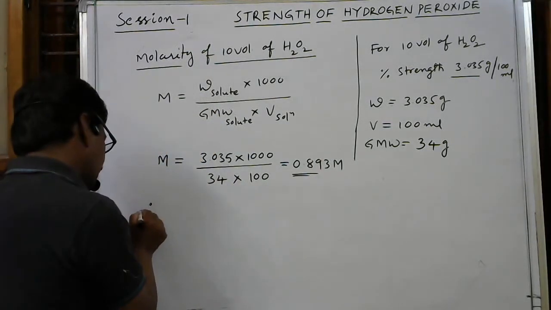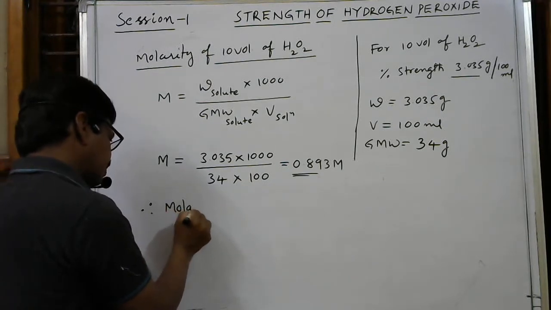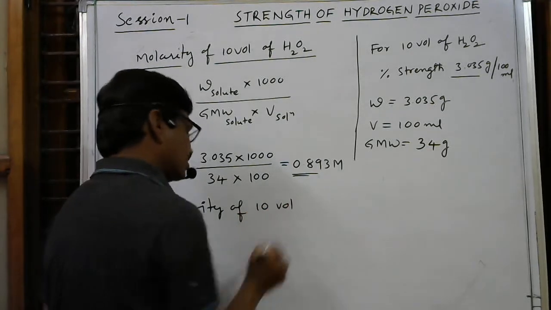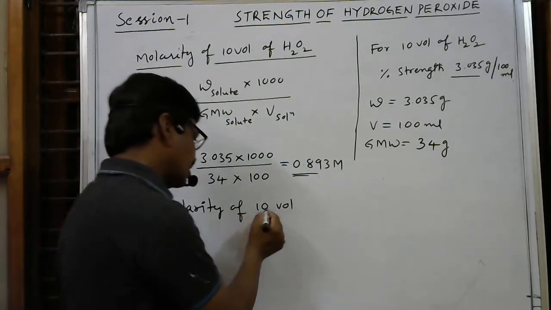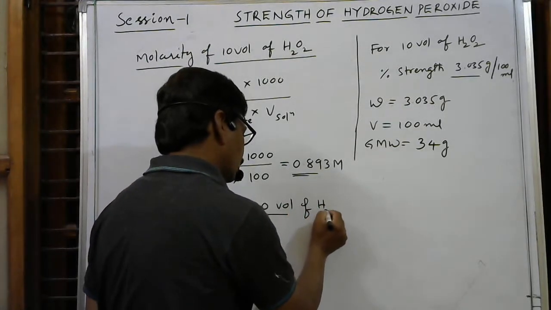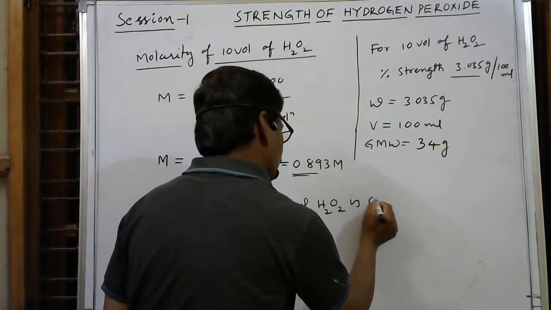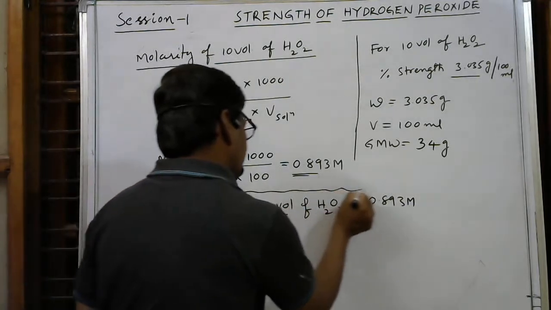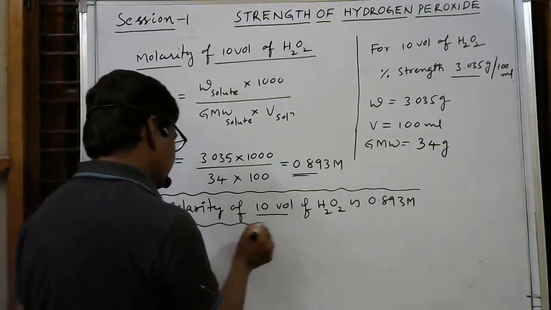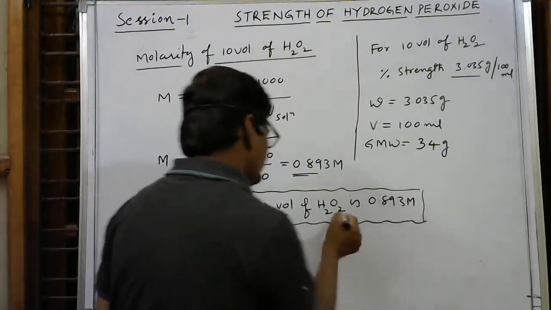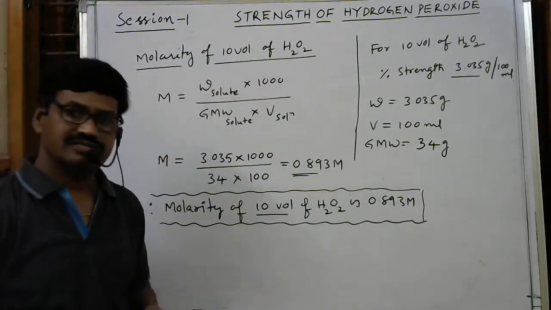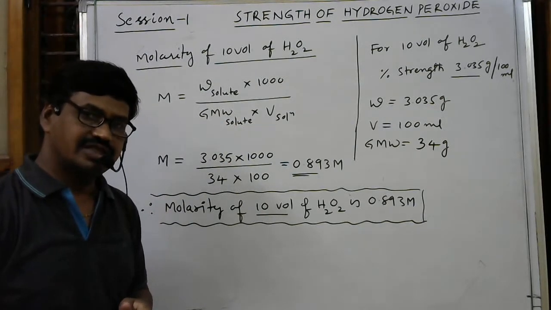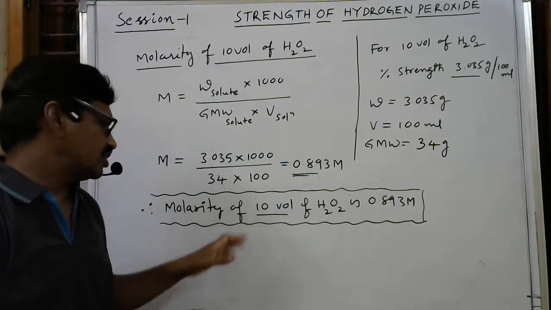So therefore, what we can write: molarity of 10 volumes of H2O2 is 0.893 M. You have to remember this after calculations. For further calculations, this is useful. In examination, to manage the time, we should know these things. No need to go for all these calculations. For attempting questions like these, if you go for these calculations, you may get the correct answer, but it takes time. In the examination hall, you have to manage time, so you should know this.